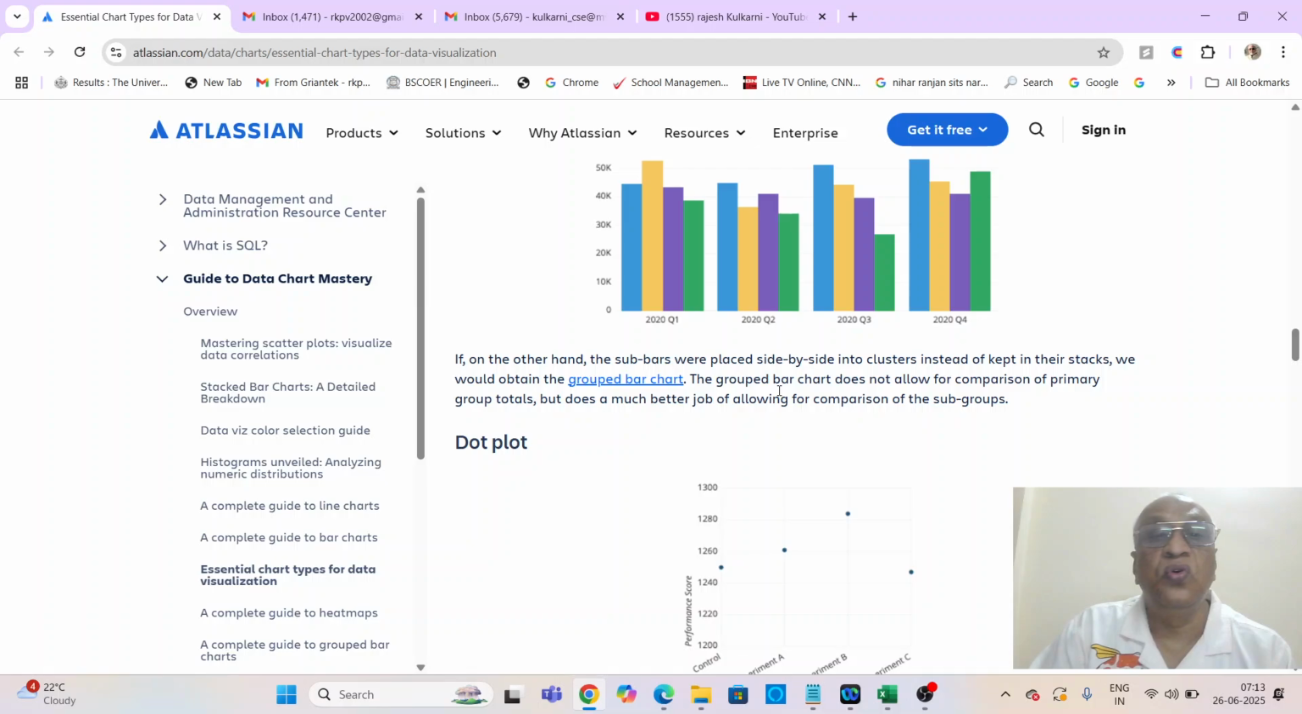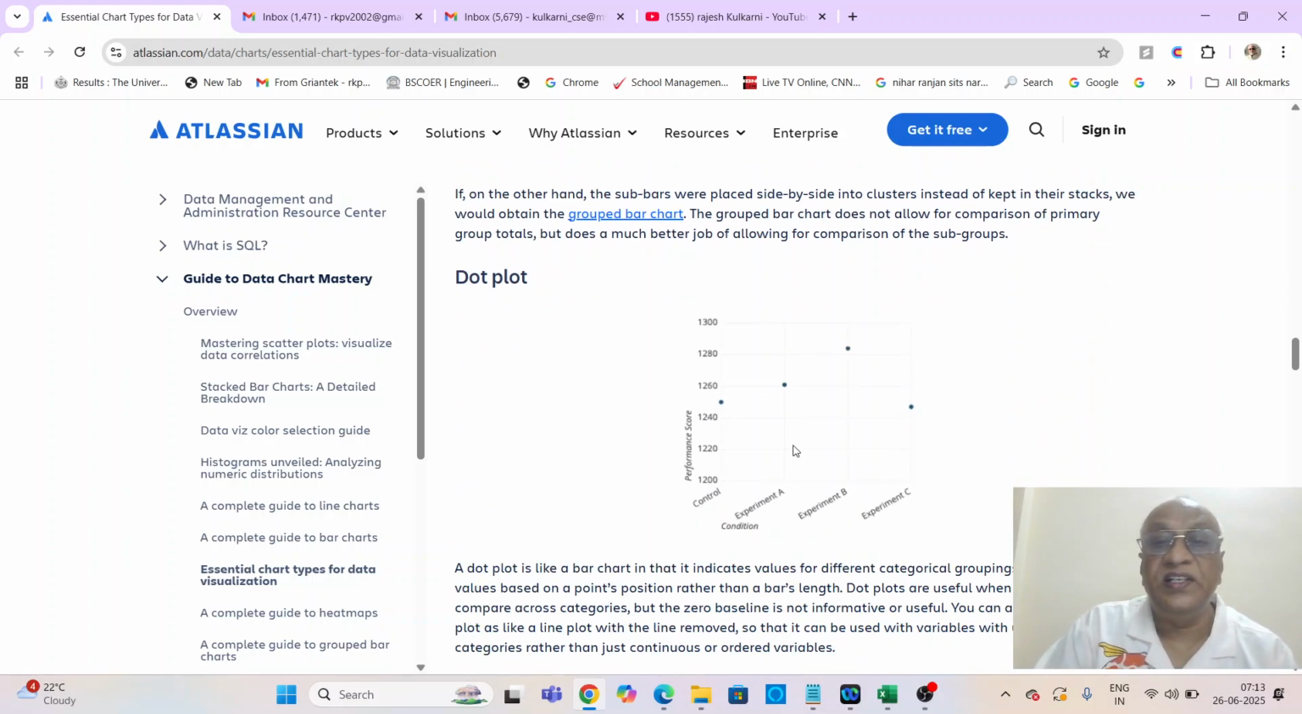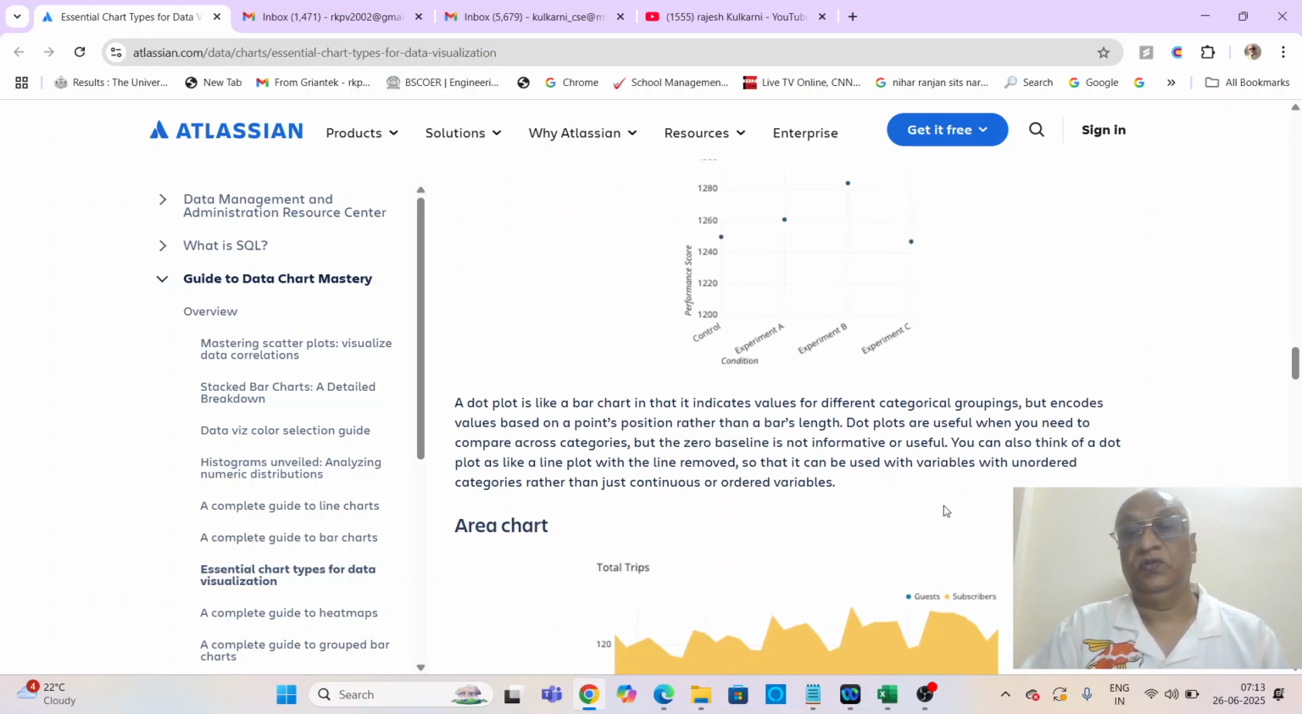These are examples of a grouped bar chart. So we have sub bars which are placed side by side in the form of a cluster. It basically allows comparisons of subgroups also. And this is the example of a dot plot. You can see here different experiments and their performance scores. A dot plot is like a line plot, except there is no line drawn. If you connect the dots, that becomes a line plot, right?